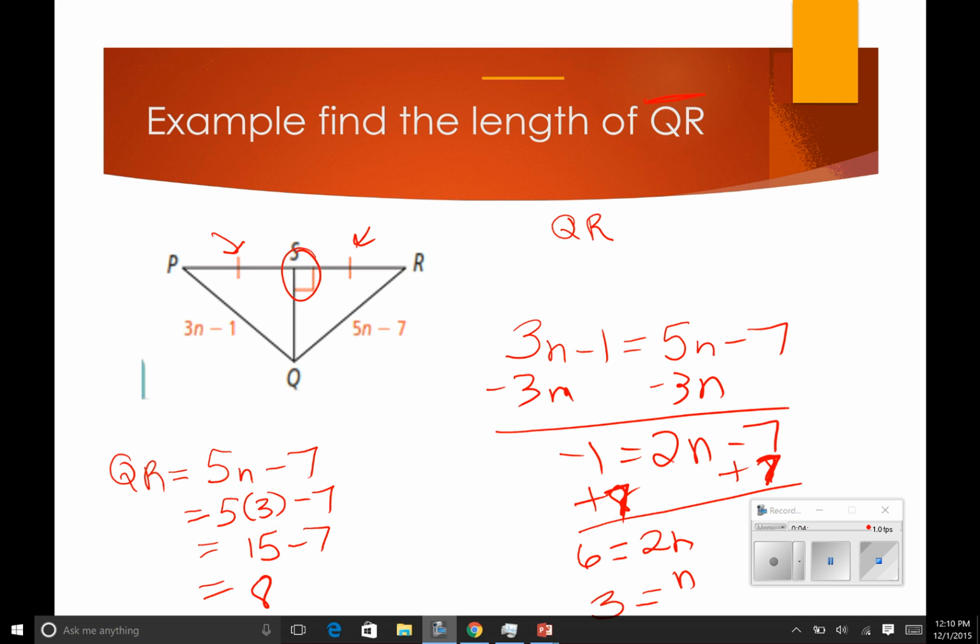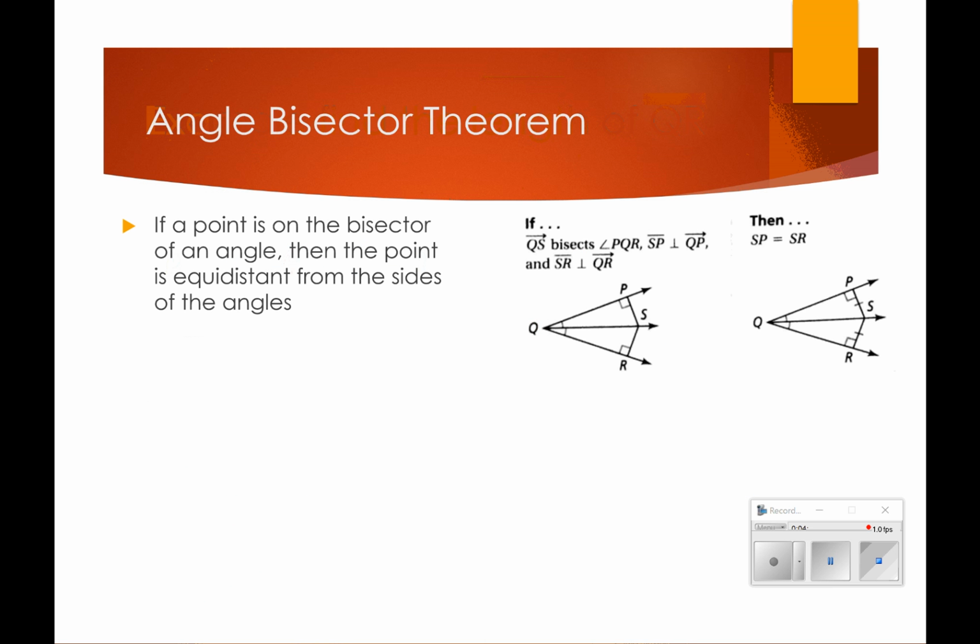All right. So we've looked at that example. Now let's talk about the angle bisector theorem. The angle bisector theorem says that if a point is on the bisector of an angle, then the point is equidistant from the sides of the angle.